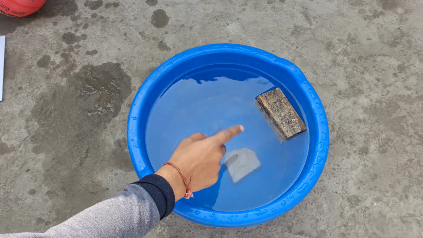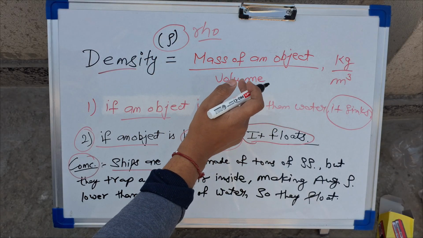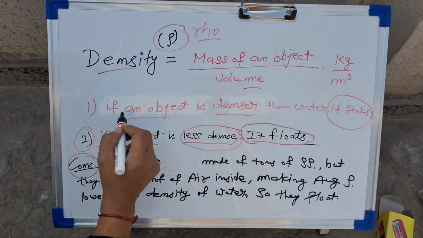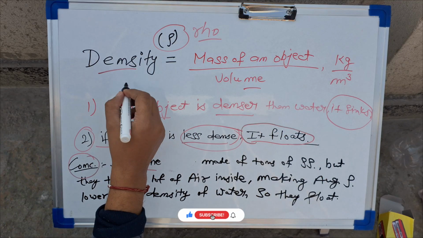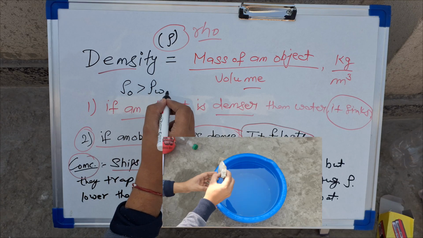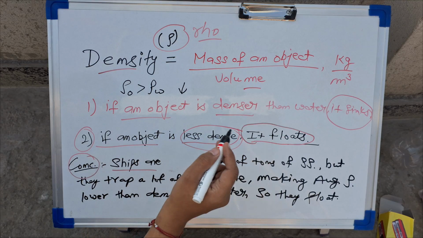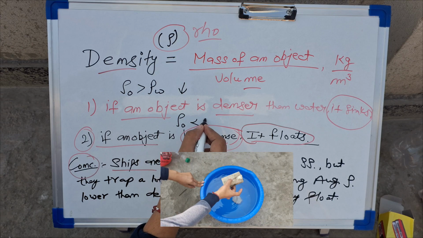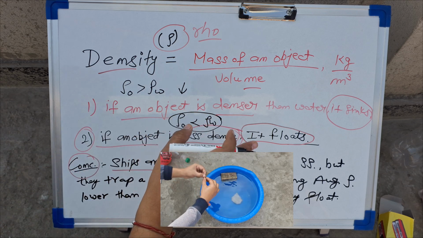Now let's discuss density as well. Density is denoted by rho, the mass of an object divided by its volume, and the unit of density is kg per cubic meter, that is the SI unit. If an object is denser than water, it sinks. This means that if the density of an object is higher than the density of water, then it will sink. If an object is less dense, it floats, meaning if the density of the object is less than the density of water, it will float. The same was said by Archimedes as well.